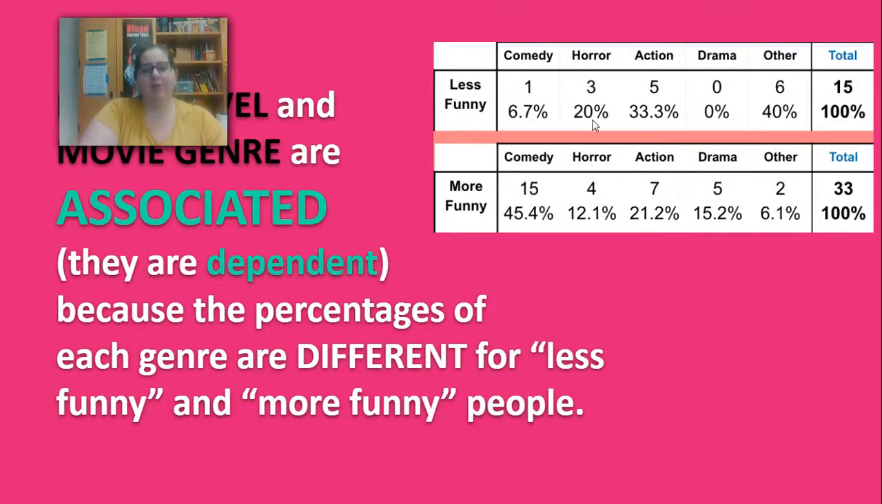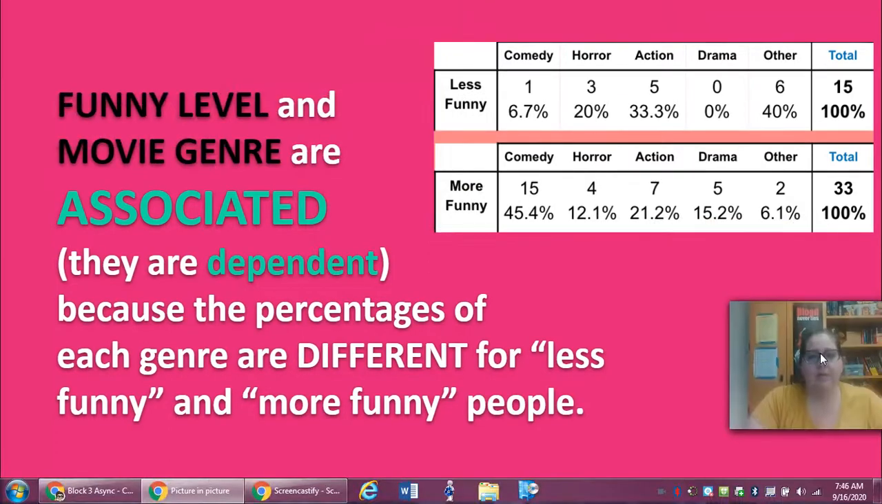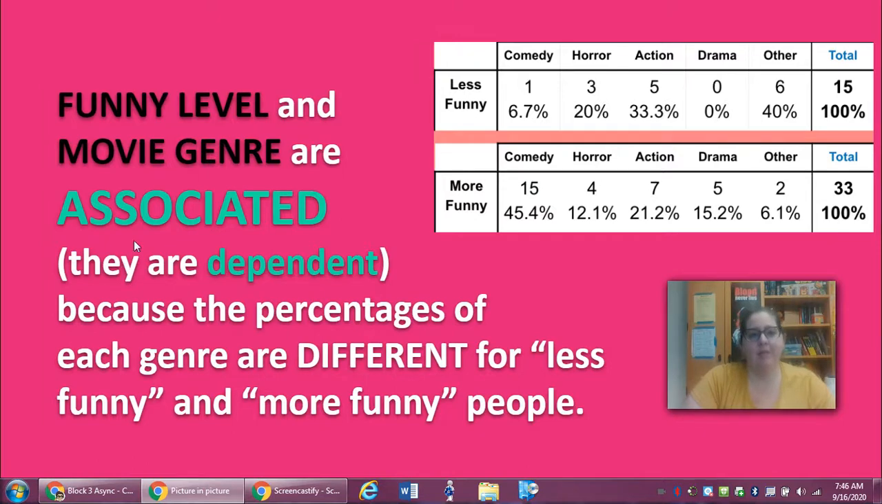But we have to make sure we're looking at percentages, because the numbers in each section of less funny and more funny are different. It wouldn't really be fair to talk about the numbers. I could say, oh, it looks like horror is about the same for both groups because 3 and 4. But really, if I'm looking at percentages, I can see that a much bigger percentage of the less funny people chose horror. So even though those numbers look similar, when I look at the percentages, I can see that they're different. So if I'm going to talk about association, I need to make sure I'm looking at percentages.